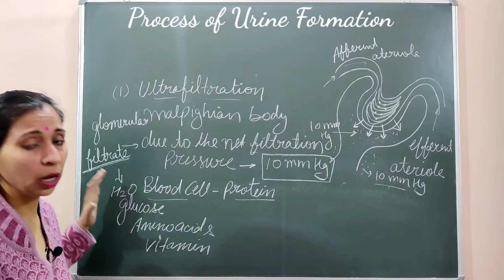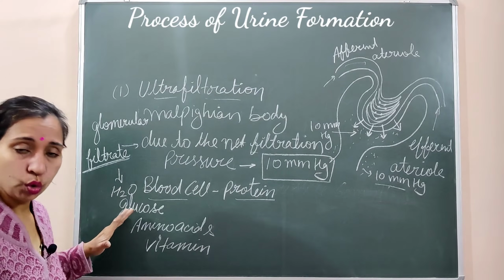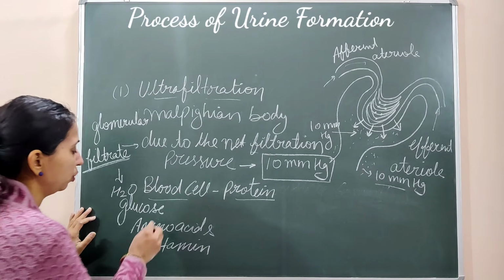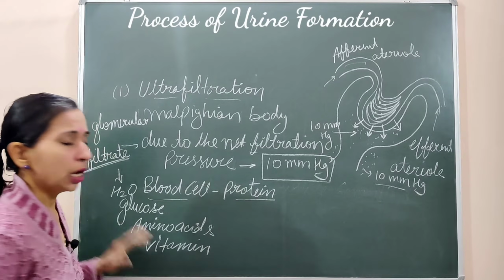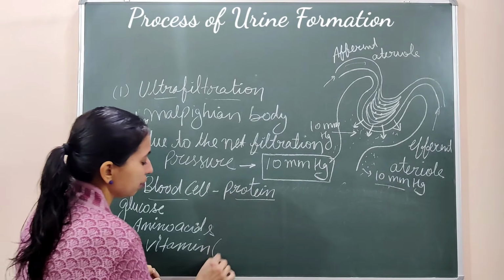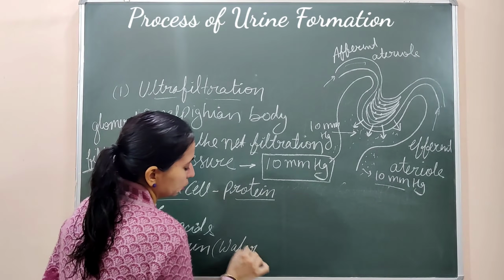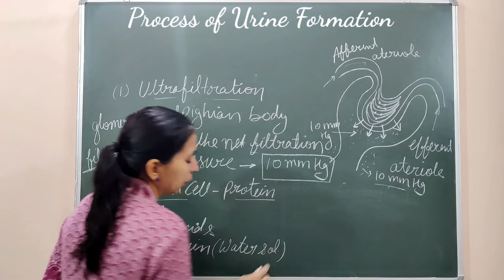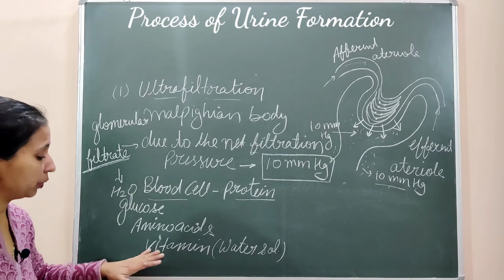यहाँ पे क्या present होगा? Water will be present there, glucose will be present there, amino acids will be present there in the glomerular filtrate. Vitamins, यहाँ पे कौन से vitamins की हम बात करें? These are the water soluble vitamins. Fat solubles are not included here. Only the water soluble vitamins will be present here.